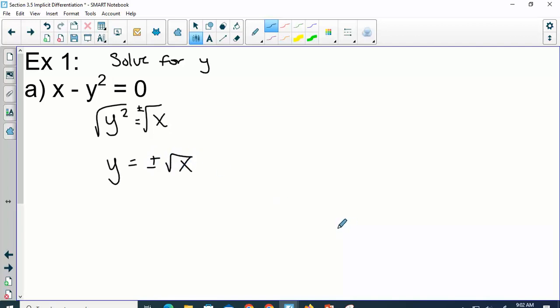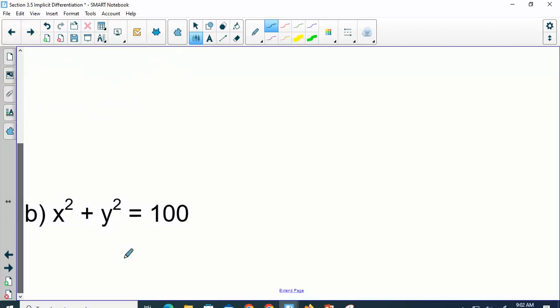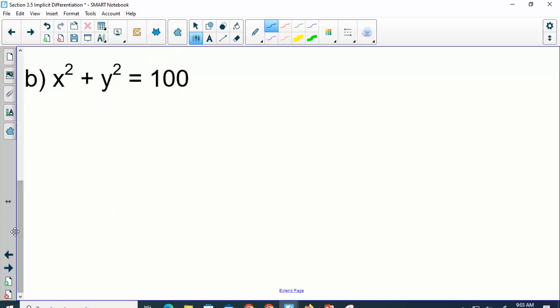We haven't really done a derivative where we had a plus and minus, but do you think you could? Probably. What would we probably just have on our derivative? The plus and minus would really just trail down. Okay. What if I gave you this one? Can you solve for y?